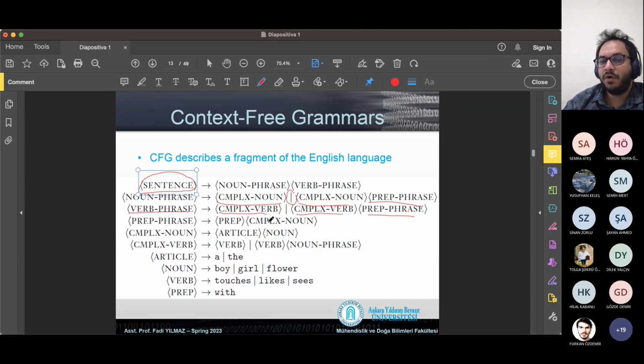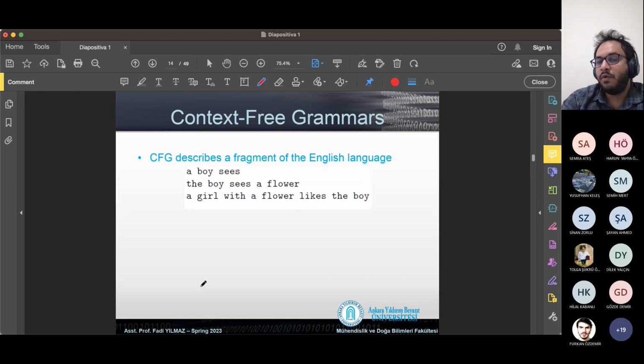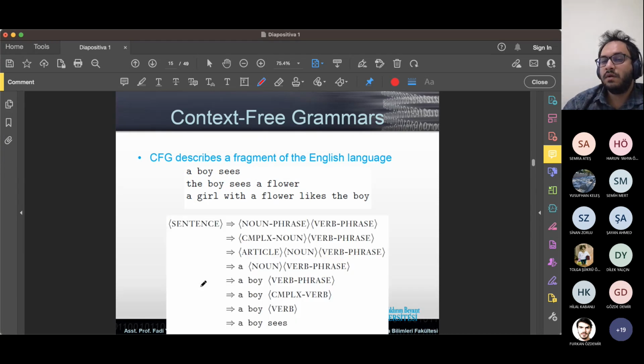A prep phrase can be a prep and a complex noun. A complex noun can be an article and a noun, and a complex verb can be a verb or a verb with a noun phrase. And these are the terminals that we have. Okay, guys. So by using this, we can generate many sentences, like: a boy sees. The boy sees a flower. A girl with a flower likes the boy. These all come from this context-free grammar.